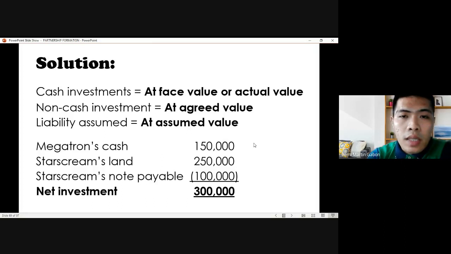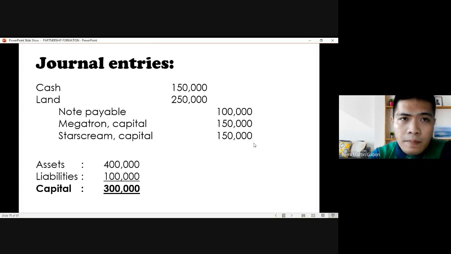So, Megatron's cash, 150,000. Then Starscream's land, 250,000. Then Starscream's note payable, deduction, 100,000. So the net investment of the partnership is 300,000. Okay?